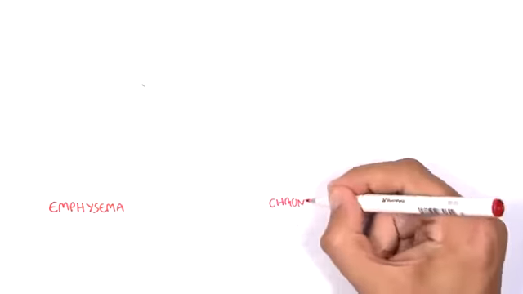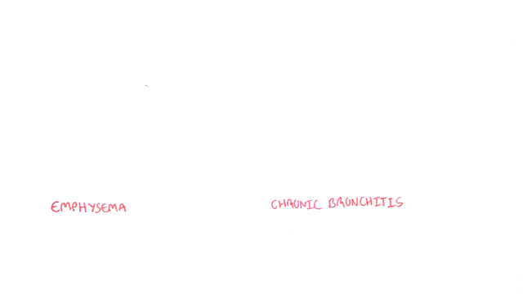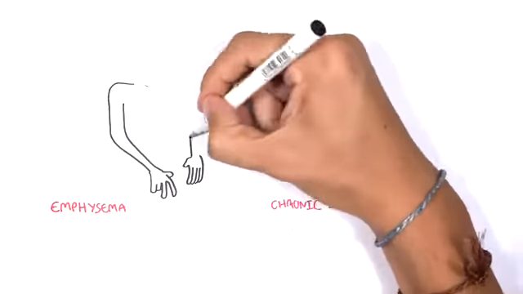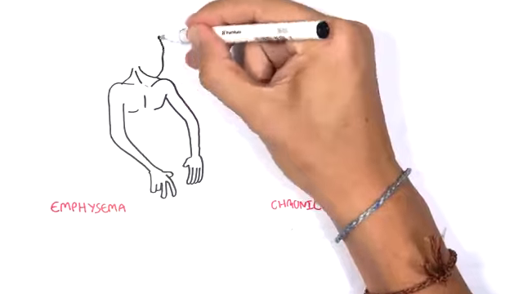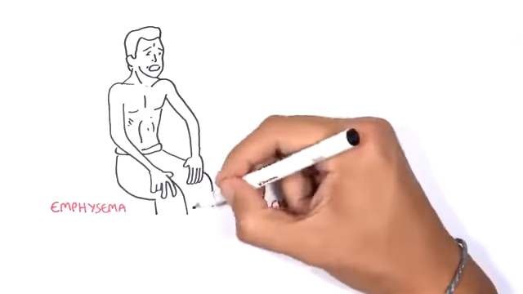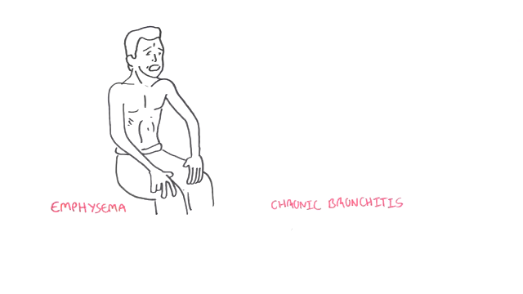In this video, we're going to look at COPD, chronic obstructive pulmonary disease. This is an overview, an introduction. COPD encompasses a number of diseases, including emphysema, chronic bronchitis, and chronic asthma. In this video, we will mainly focus on and compare chronic bronchitis and emphysema.